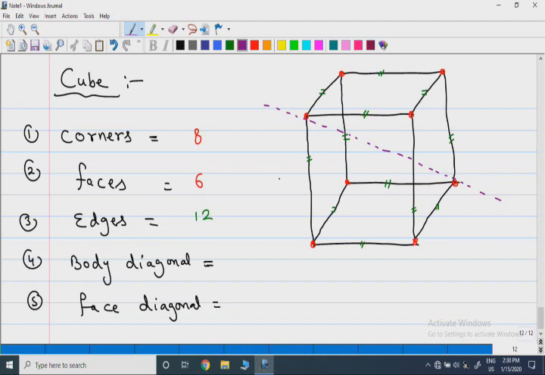Okay, only two. I was saying when I join two corners which are diagonally opposite to each other, I'll have one body diagonal. And I have 8 corners. So on joining two corners, I can have one body diagonal. Then how is it possible in case of the 8 corners, I'll have only 2 body diagonals? Think about it again.